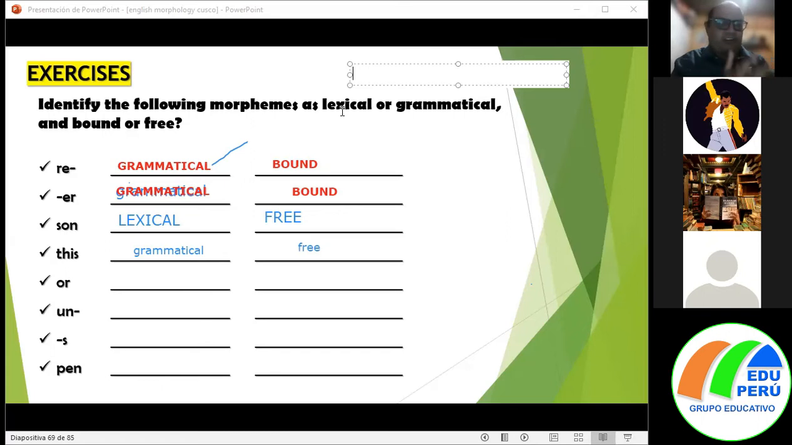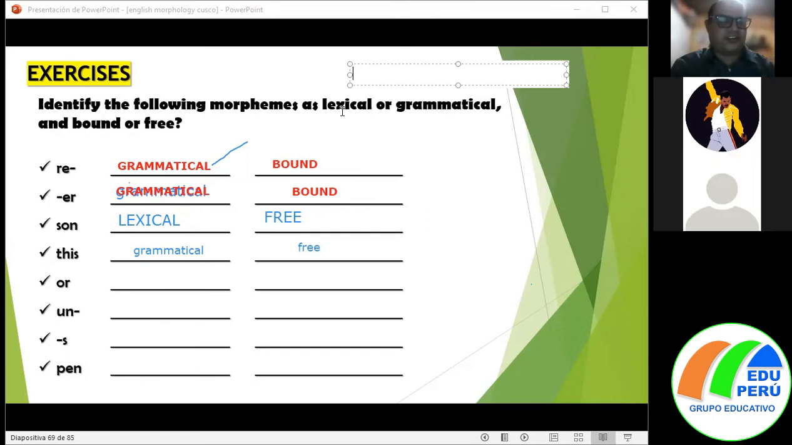Okay, very good. Now, any other volunteer to write about the word "or"? Oh, don't worry, Fiorella. That's it. Very good. Thanks for your participation. Anybody could write about "or"? It's a grammatical bound. Grammatical bound. Are you sure? For me, it's free. Yes, grammatical free. Why? Like a conjunction.